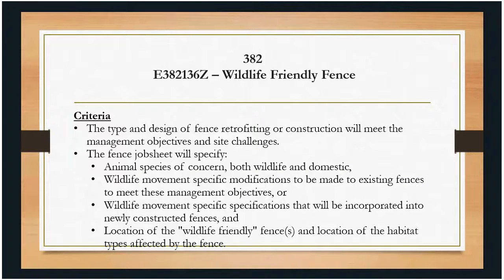For the criteria, the type and design of fence retrofitting or construction needs to meet management objectives and site challenges. So in the fence job sheet, you need to specify the animal species of concern, both wildlife and domestic, wildlife movement, specific modifications to be made to existing fences to meet those management objectives. Wildlife movement specific specifications will be incorporated into the newly constructed fences, location of wildlife friendly fences, and the location of habitat types affected by the fence.